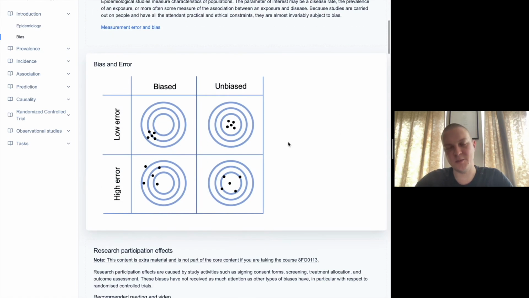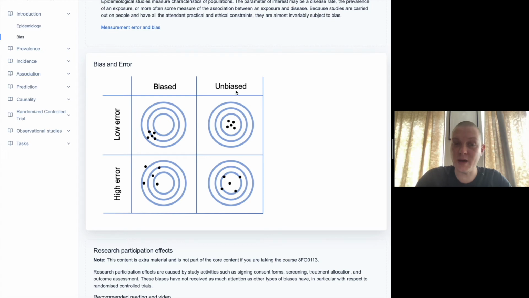This is a classical picture which many use, but it's quite informative because we want to distinguish bias from error or just natural variance. So if you had an unbiased study, an unbiased measurement, and very low error, then you're hitting the target. You're trying to hit the target here, and you're doing that as well. It's unbiased. You're hitting the center of the target, and the error is low. So the spread of your measurements are very close to each other.